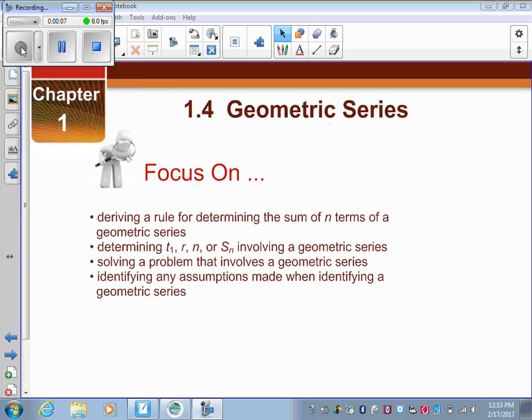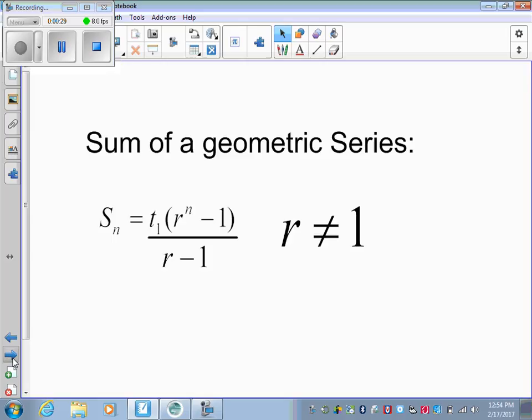This is section 1.4 on geometric series. So again, just as there was in arithmetic sequences, an arithmetic series is a sum of all the numbers in a list. A geometric series is the same kind of thing. It's the sum of all the numbers in a list of a geometric sequence. So we'll go through some problems with this type.